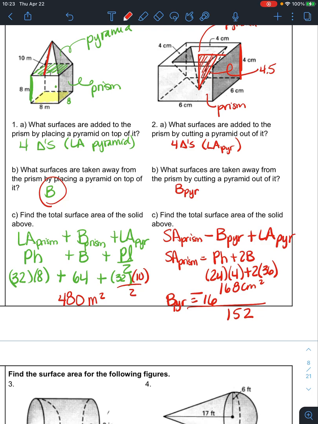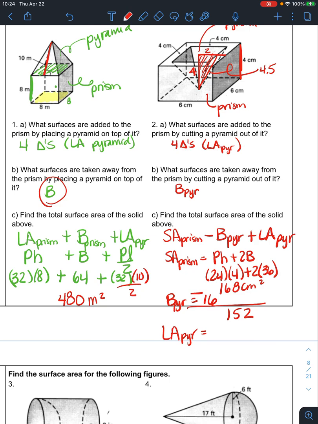So now I need the lateral area of the pyramid. So lateral area of the pyramid, I just used Pythagorean theorem to find that 4.5. And what I originally did is I used the wrong height. I was thinking it was a cube like the first one, but it's not. Its height is 4. So it has a height of 4, and it has an apothem of 2 right there. Okay, so I gave you the slant height, so you don't have to worry about that though.